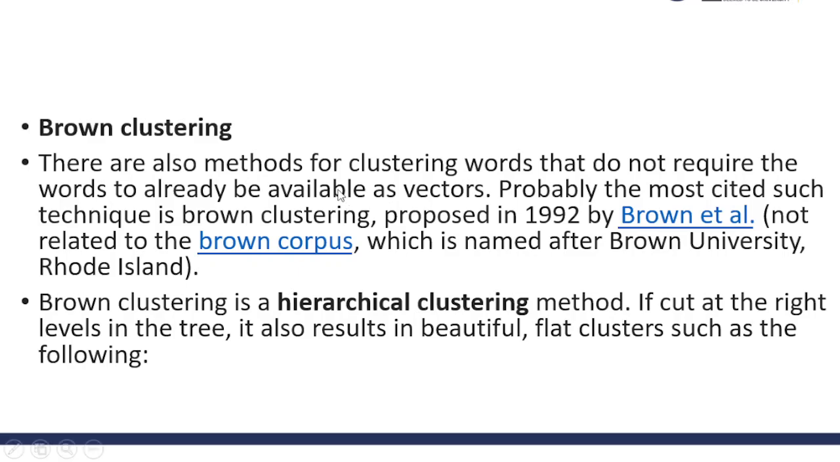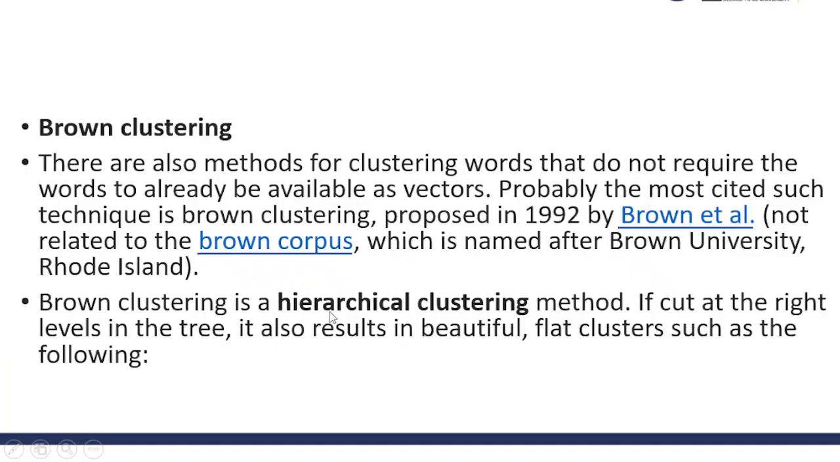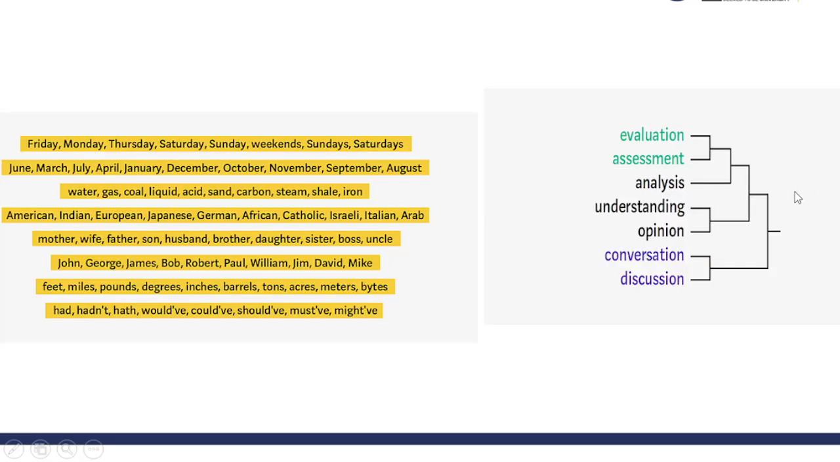So there are other methods for clustering also, and some of these methods do not want the words to be represented as vectors. One of them is Brown clustering. Brown clustering is a hierarchical clustering method, that is, if I want to check for the right levels in the tree, I can get clusters like this also.